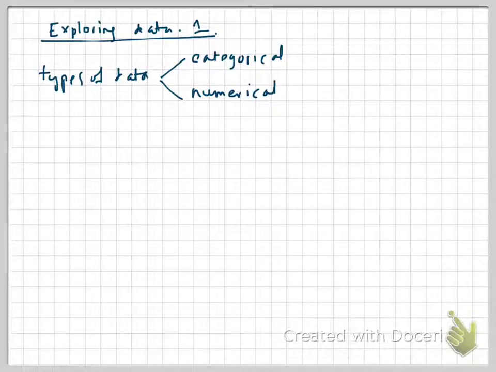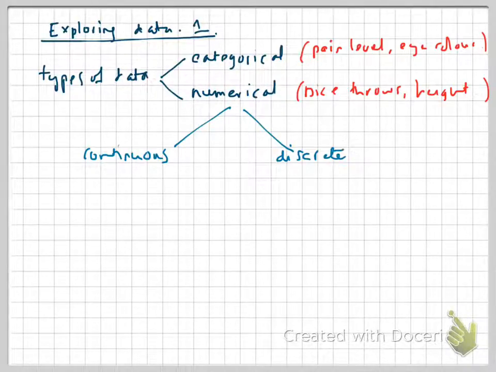Right, we're going to start section 1, exploring data, and let's start by looking at the types of data. The types of data are two. There's categorical and numerical. With categorical, we look at things such as pain level, eye color, whereas with numerical, it's things like number of dice rolls or height, where a number is associated.